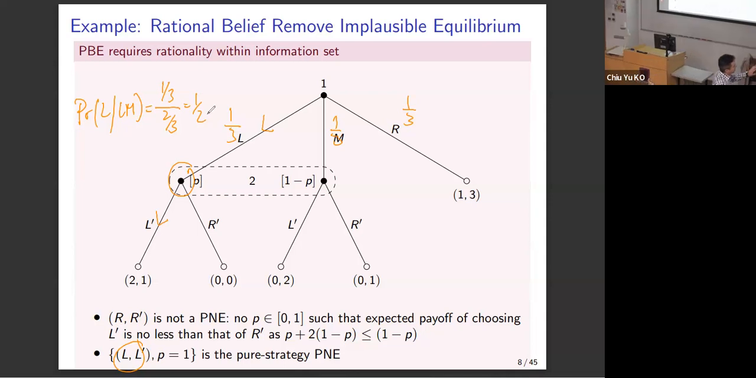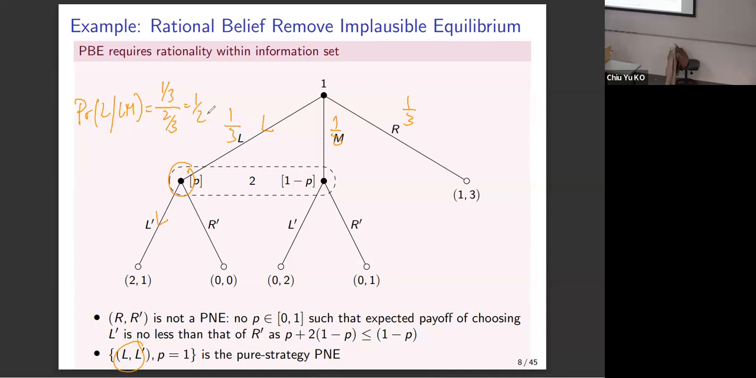But basically, just say you are not surprised. Bayesian means you will not be surprised by this choice, right? Is that clear? So the belief is Bayesian, which means the belief is consistent along the equilibrium path. The important thing is the equilibrium path.